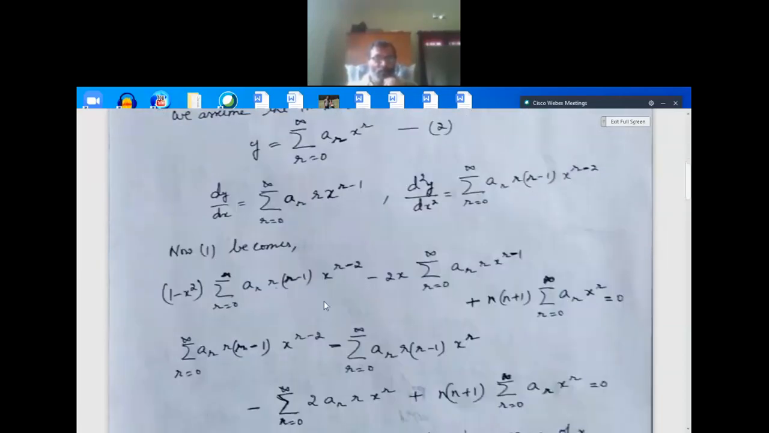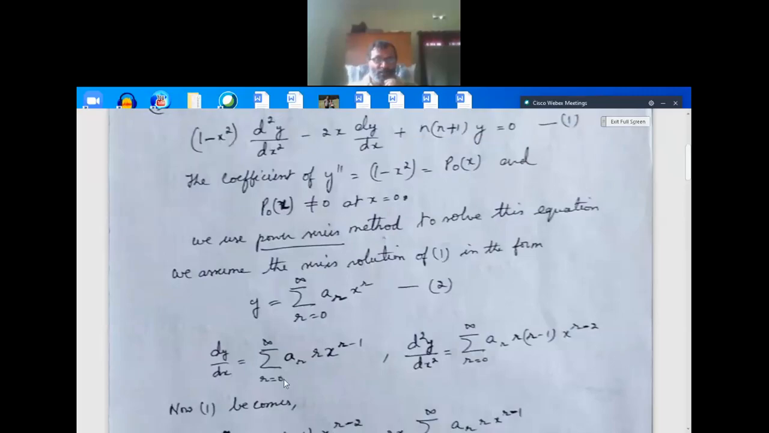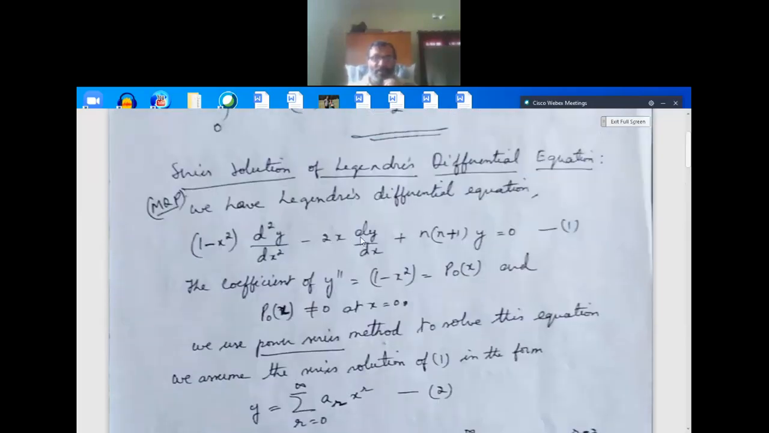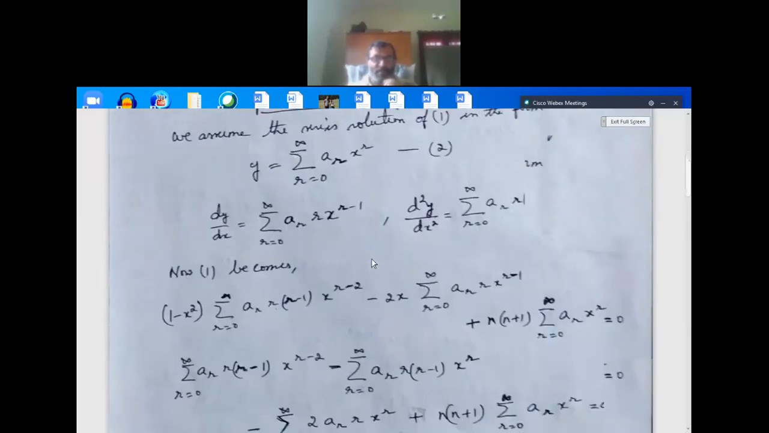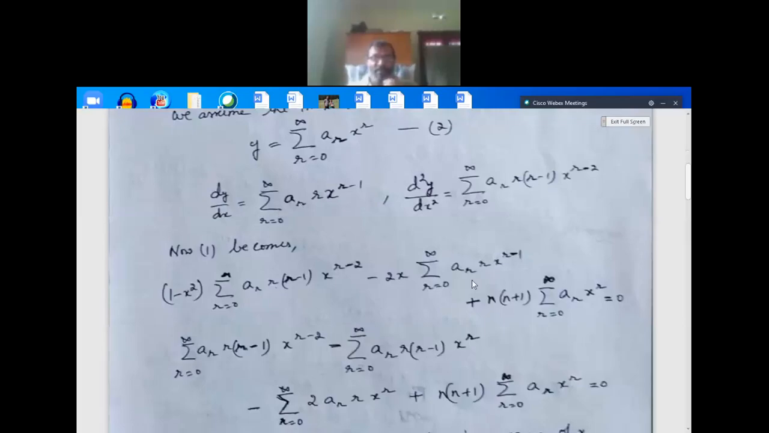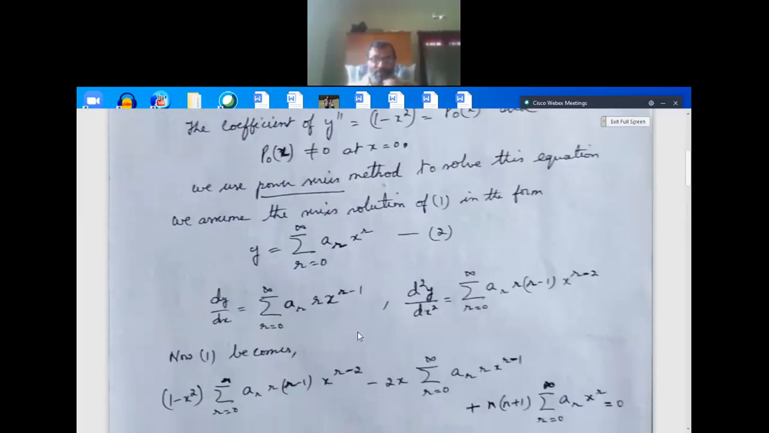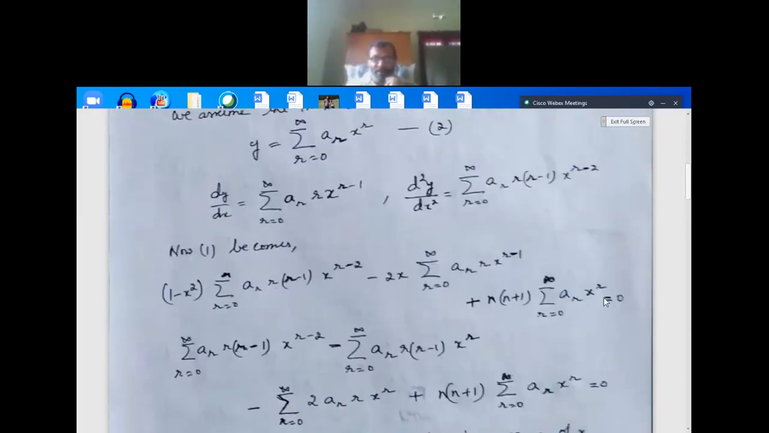See, so 1 minus x squared into d squared y by dx squared, minus 2x into dy by dx, so the dy by dx value is written here, then plus n into n plus 1 into y, where y is this value. This I think is clear with you. Till so much, you might get the first 1 or 2 marks if you have done it correctly.